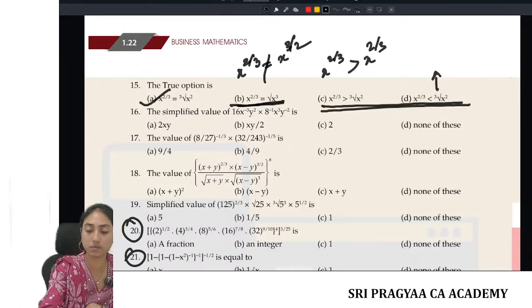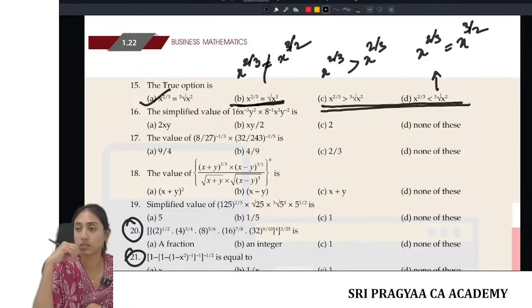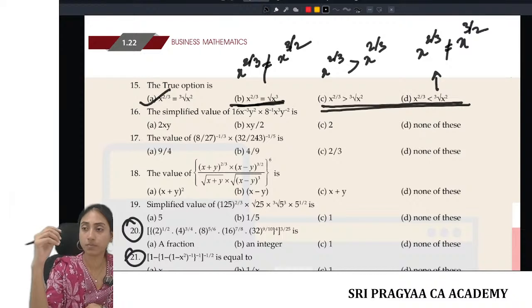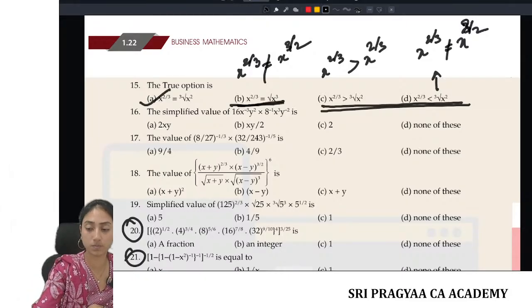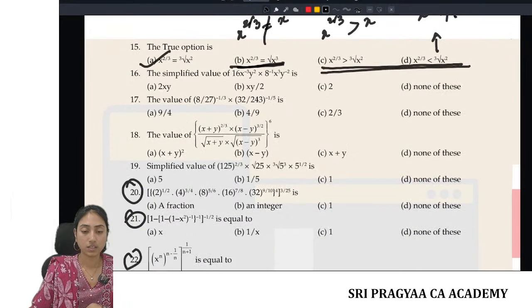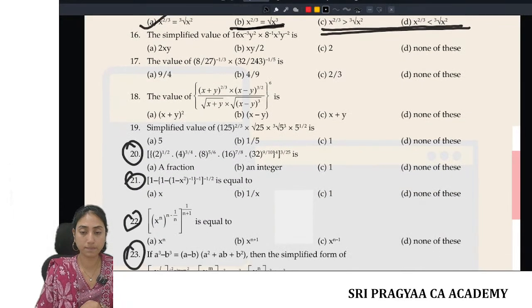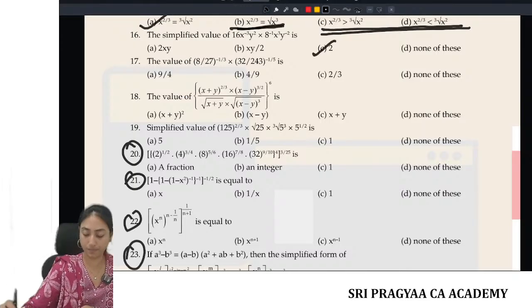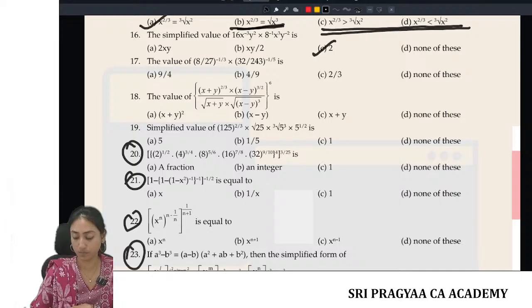Okay, this one? Why can't it be less? No, it's not equal. This is 2 by 3. This is 3 by 2. Oh, 2 by 3 only. Okay. Got it. So this cannot be lesser because it's equal. Okay, got it. Nine by 4.